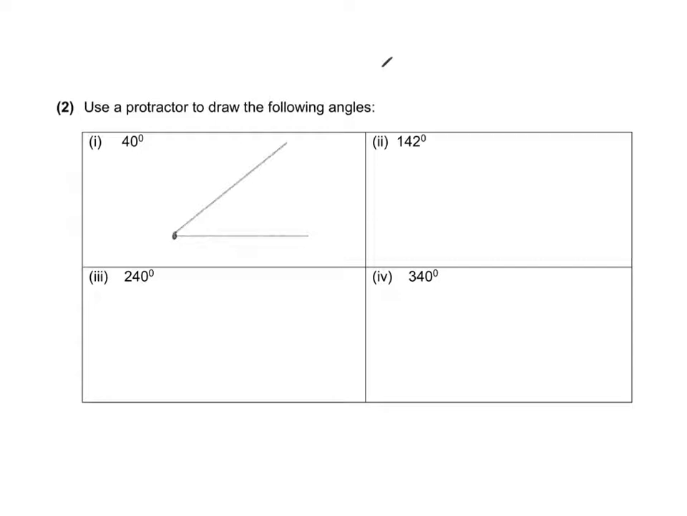Okay, and this will be the angle. And I will have this angle over here to be 40 degrees. Similarly, how do we draw an obtuse angle of 142 degrees?